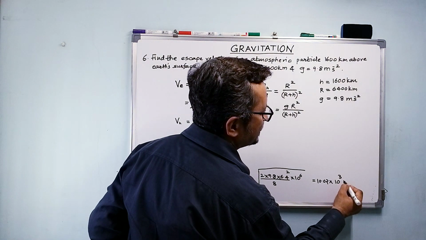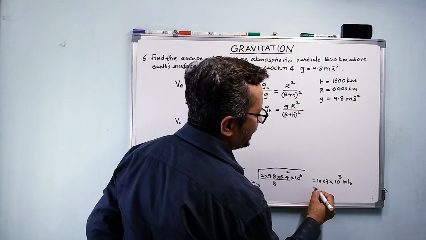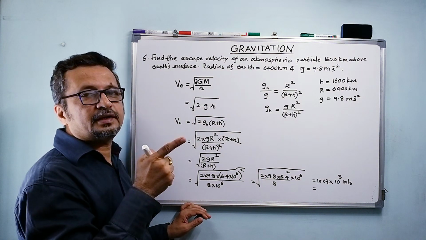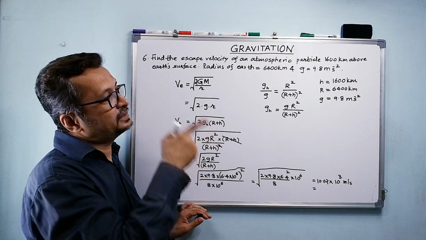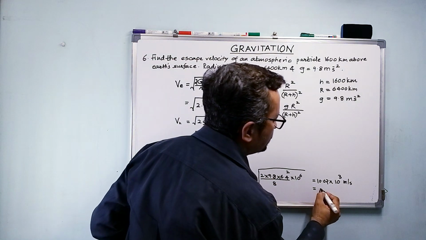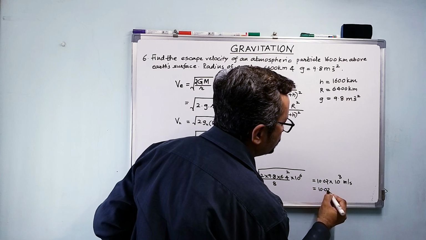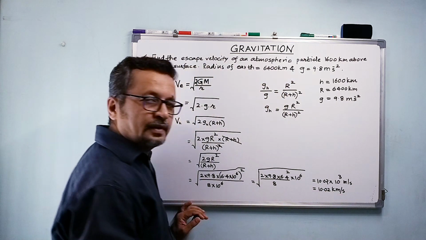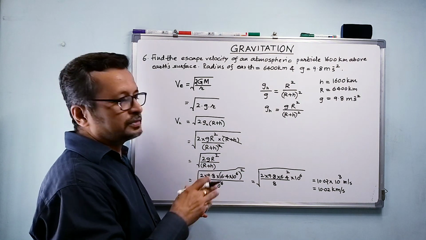Now I know this answer, so I can write it directly as 10.02 into 10 raised to the power 3 meter per second. So I can simply say that escape velocity of this particle at a height 1600 km above Earth's surface is going to be equal to 10.02 km per second. So that is all about this problem.